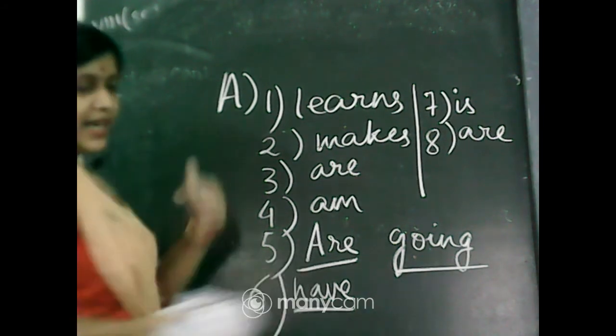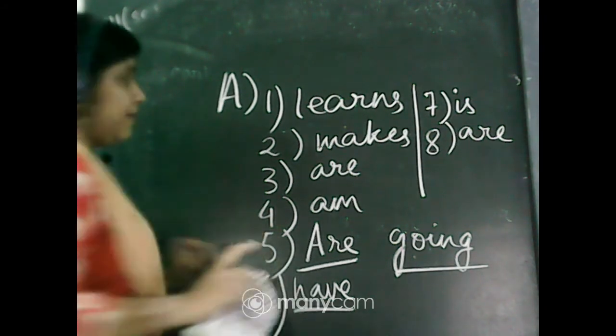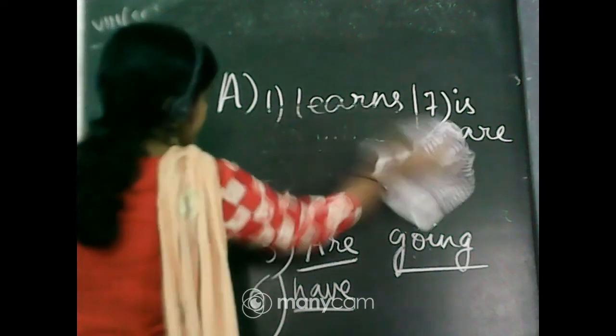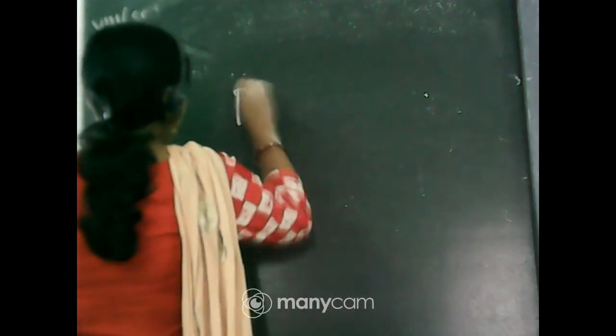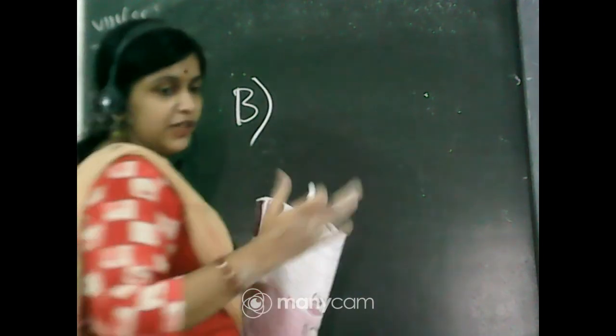Okay, come to exercise B. I think all of you have completed A. I am just rubbing the board. Exercise B is also in the same manner. You will have to identify the proper subject. Lots of different words are given which are not the subject. You have to identify the subject properly.